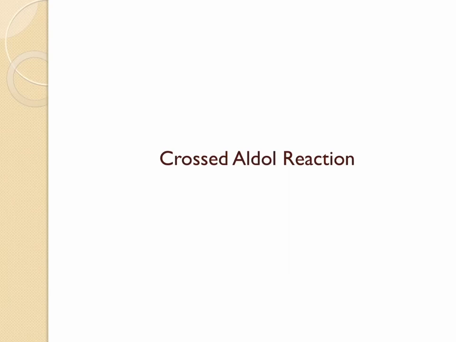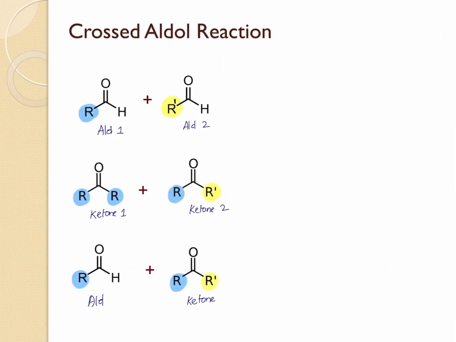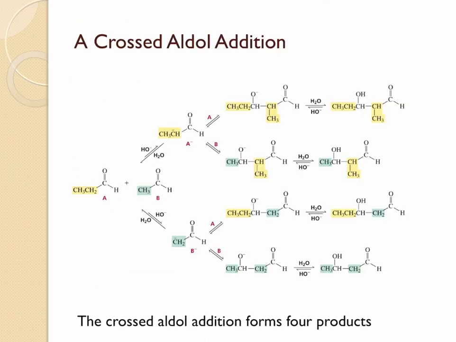Crossed aldol reaction. Crossed aldol reaction is basically an aldol reaction that is happening between two different carbonyl compounds. You can take two different aldehydes or two different ketones, or you can take a mixture of aldehyde and ketone. Because we are taking a mixture of the carbonyl compounds, it's going to lead to the formation of four different products. Let's see how.